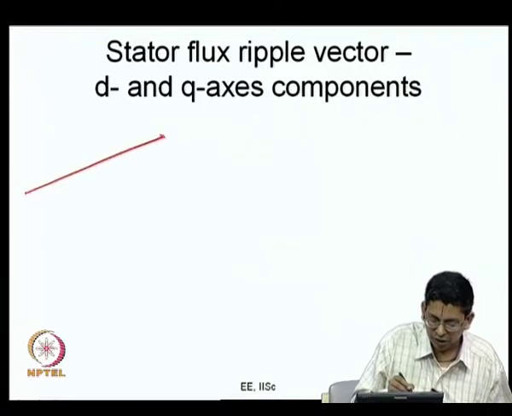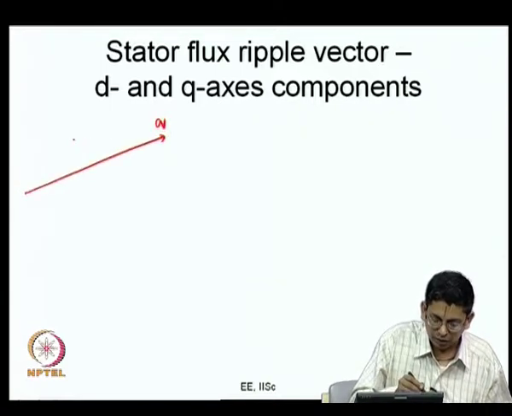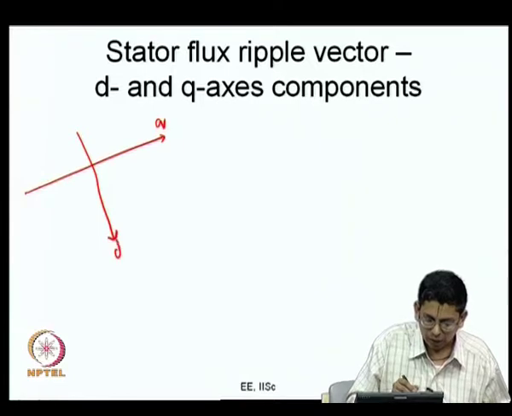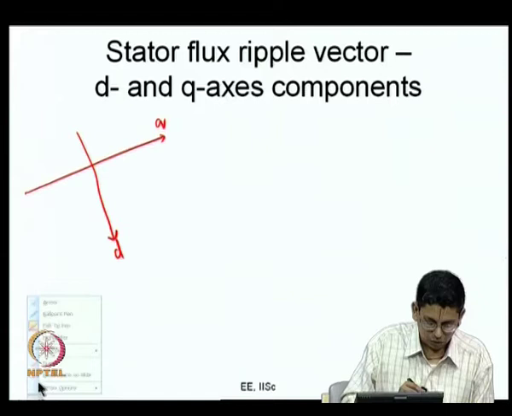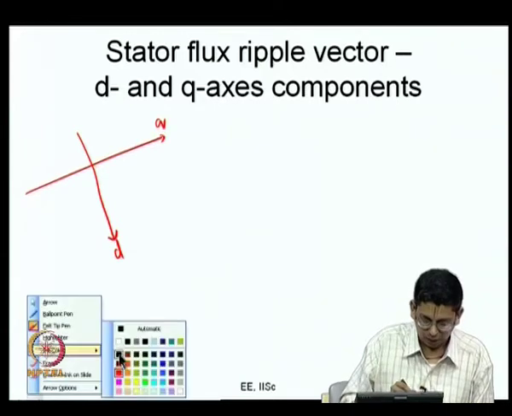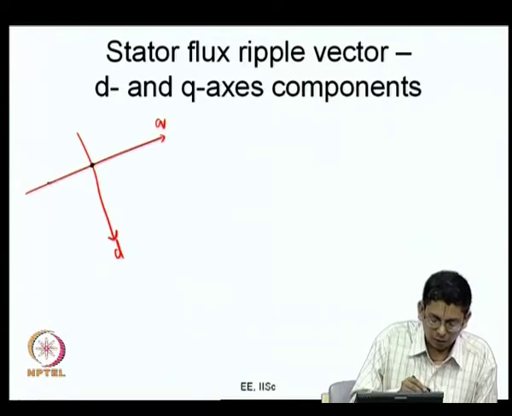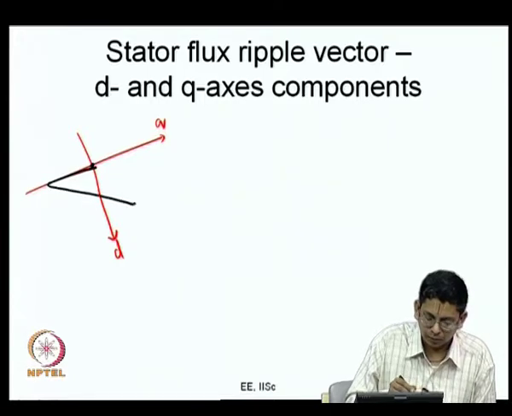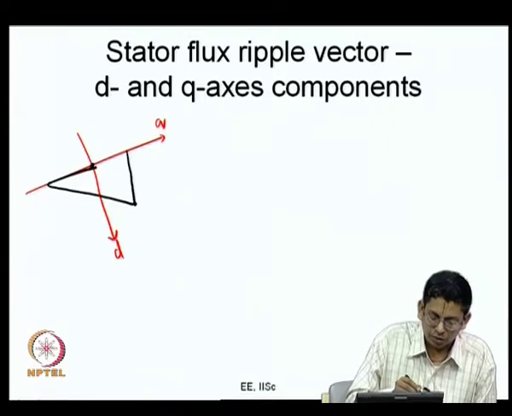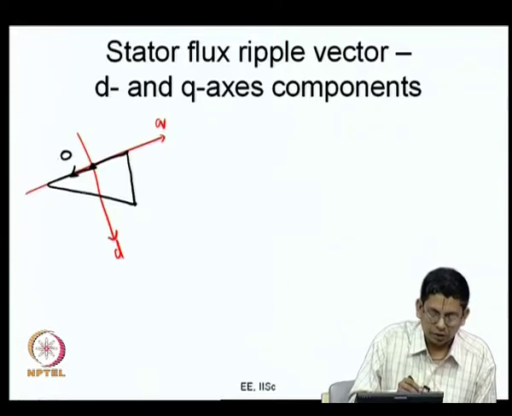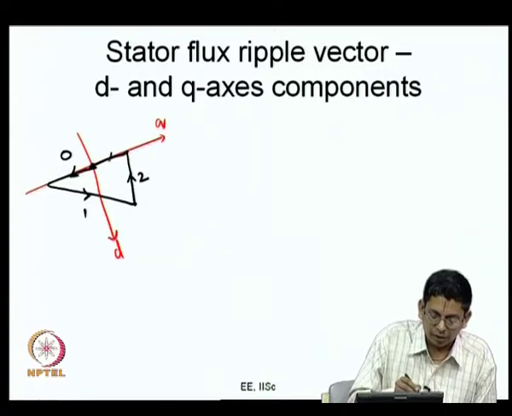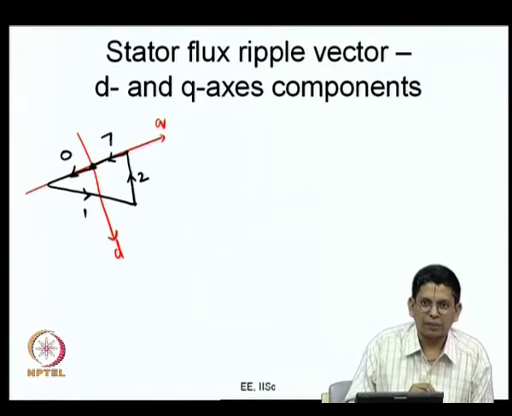Now, let us say this is the q axis and this is the d axis, and I am trying to reproduce that stator flux ripple vector trajectory that I had drawn previously. Let me just change the ink color to something else. Now, let us say what we had was something like this. So, this is when the 0 state 0 is applied, this is when the 0 state 1 is applied, this is when the 0 state 2 is applied, and this is when the 0 state 7 is applied.